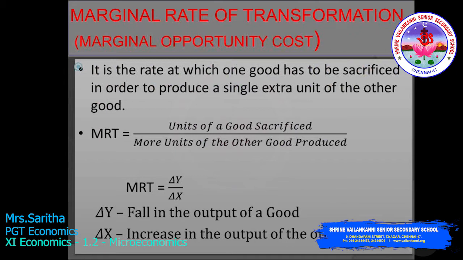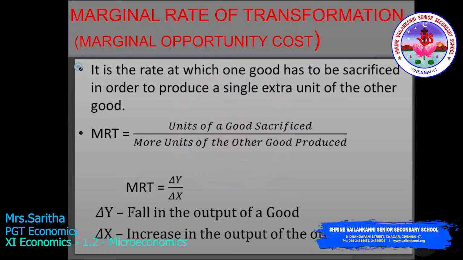So, in the case of PPF, MOC is increasing. That is, more and more units of X commodity are sacrificed to gain an additional unit of another commodity Y. Now MRT is the units of good sacrificed divided by the units of the other good produced. So, MRT is equal to change in X by change in Y.